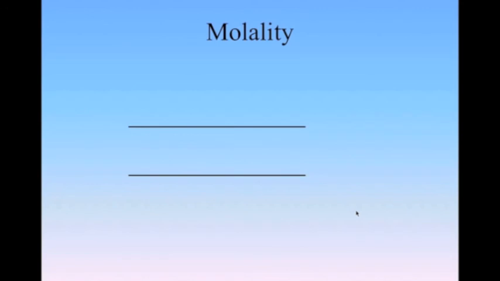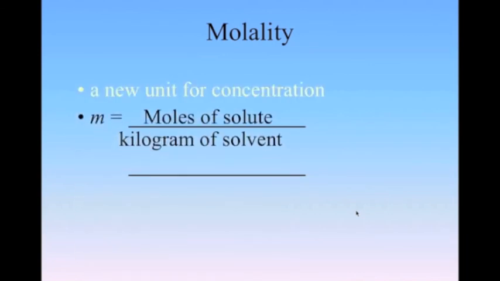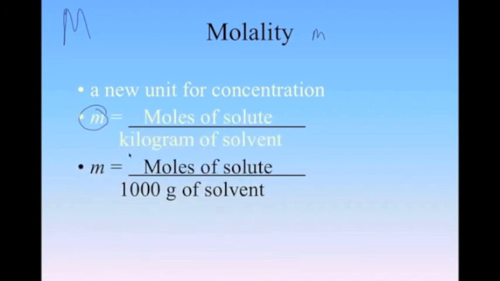Now, we already talked about molarity. We're going to talk about molality right now. It's a newer unit for concentration, the second one we're learning, and it's represented by a lowercase m. Remember, molarity is a capital M. Molality is a lowercase m. What it means is we have the moles of the solute divided by the kilograms of the solvent. The keyword here is kilograms: moles over kilograms.